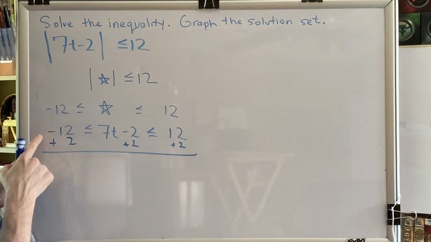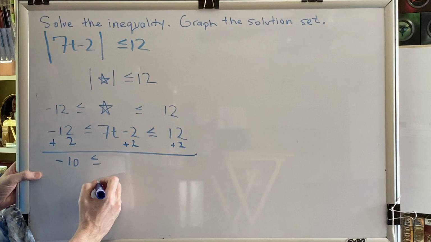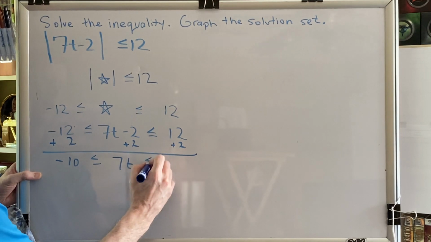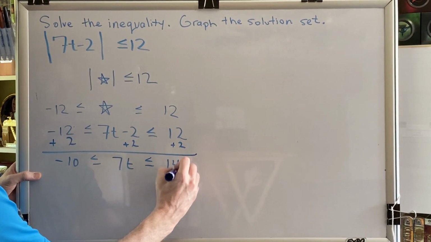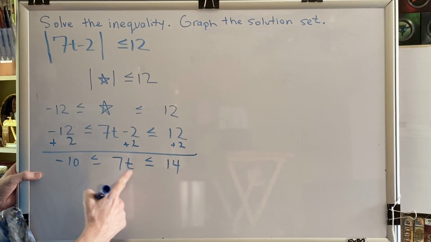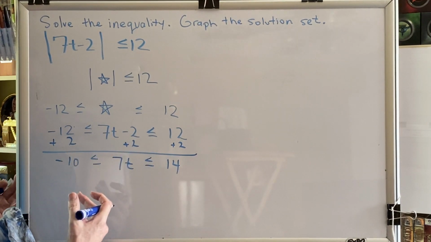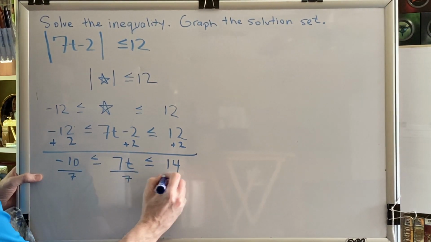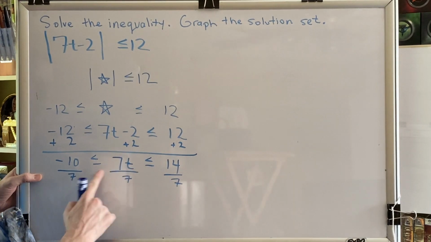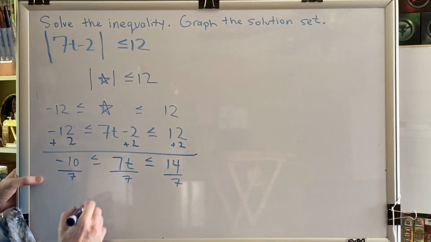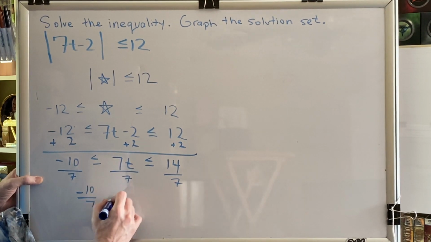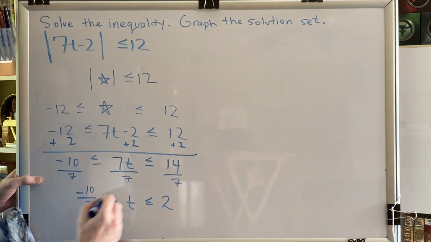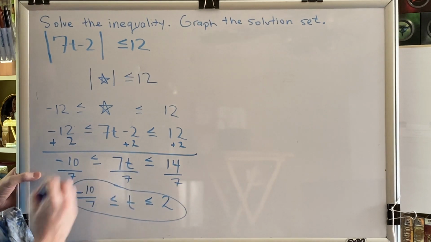This gives us -12 plus 2 is -10, less than or equal to -2 plus 2 cancels to 0, and 7t plus 0 is 7t, less than or equal to 12 plus 2 is 14. Now, what is the 7 doing to the t? Multiplying. How do we get the t alone? Do the opposite, divide. So we divide by 7 in all three zones. 7 is a positive number, so we do not change the direction of the inequality symbols. We get -10 sevenths less than or equal to t, less than or equal to 14 divided by 7, which is 2. This is our final answer as an inequality.